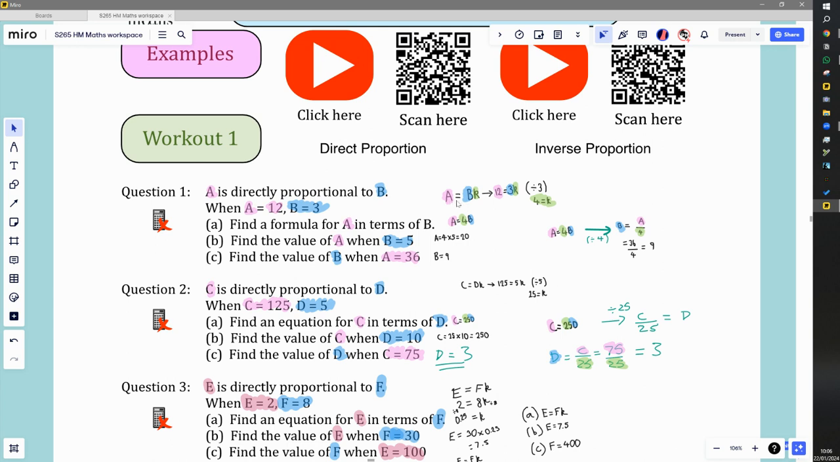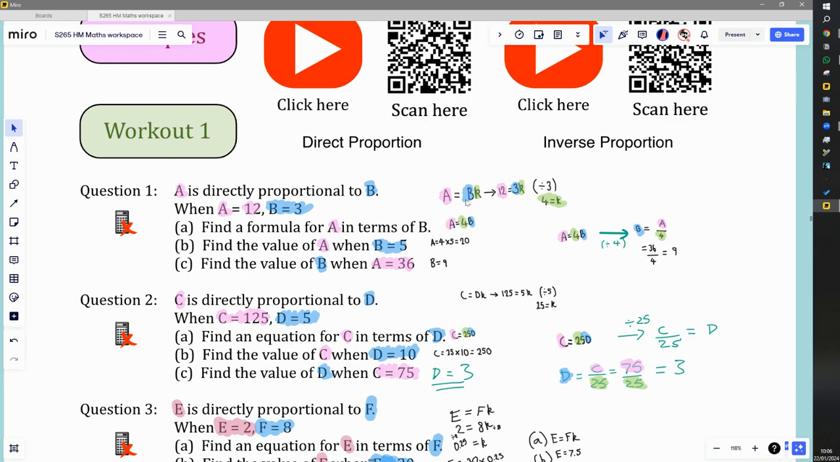Again, if I triple B, A would triple. If I halve B, A would halve. So in a way, you can say whatever you do to B, the same would be done to A. However, that is only for timesing and dividing. So if I added 3 to B, for example, I wouldn't necessarily add 3 to A. It's only about timesing and dividing.